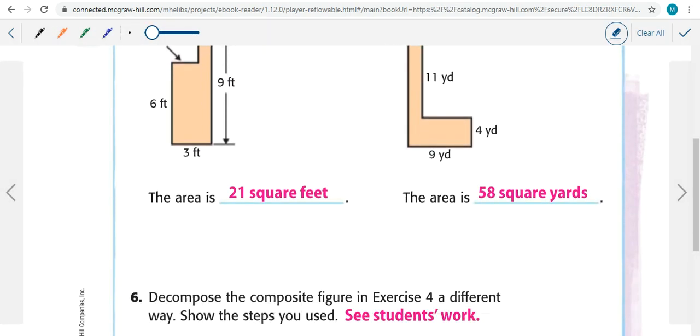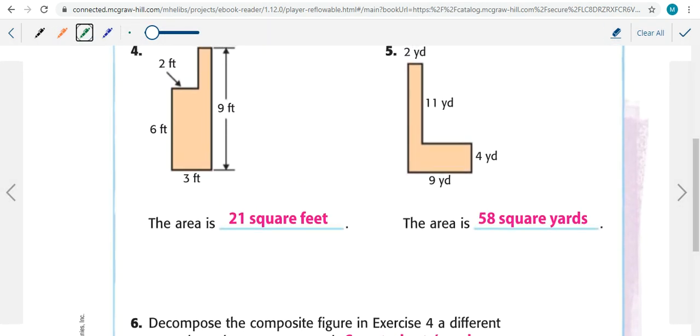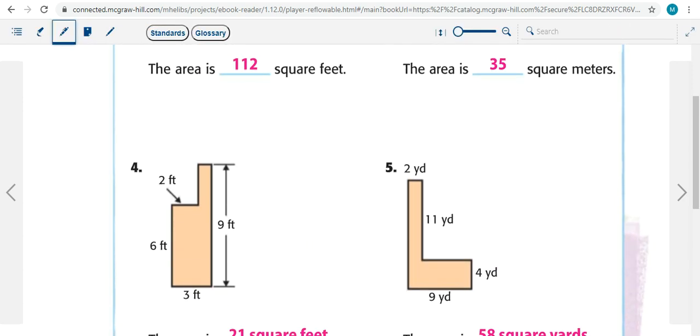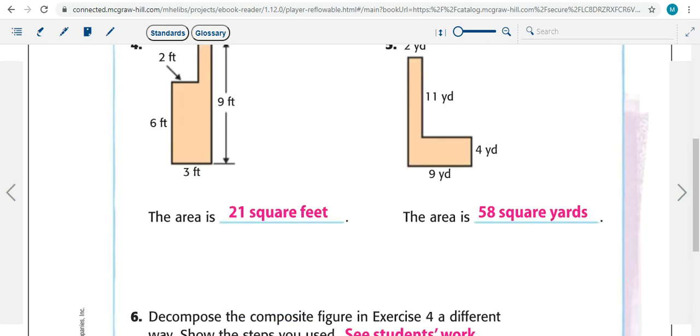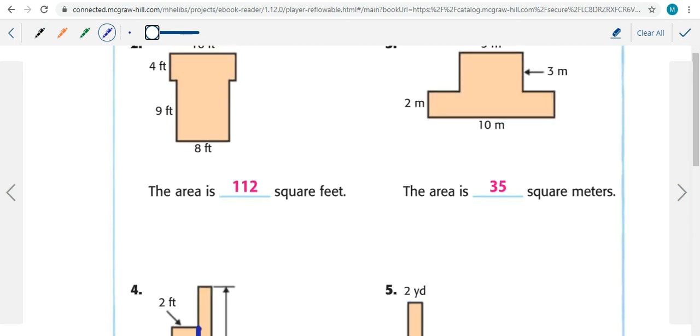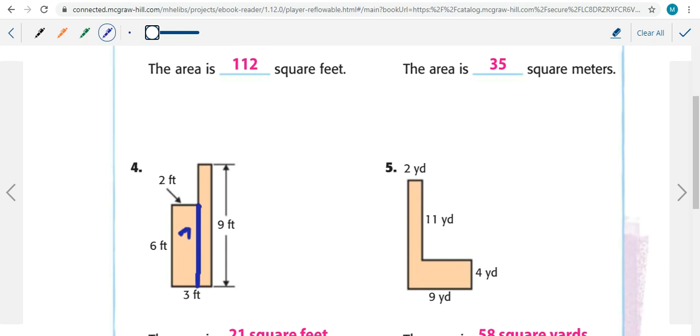Now, let's see. Let's decompose it as these two figures, like this. Okay? Now, this is figure 1 and this is figure 2. Let's find 1. Area is equal to length times width. We know that 6 times 3 is 18.